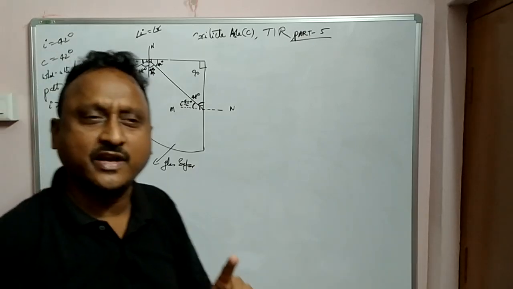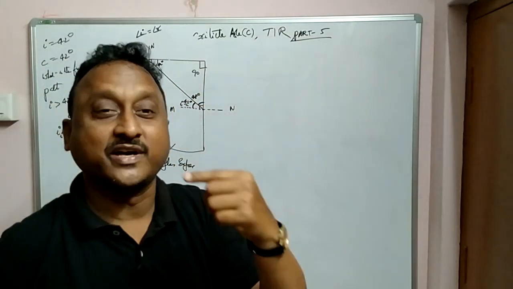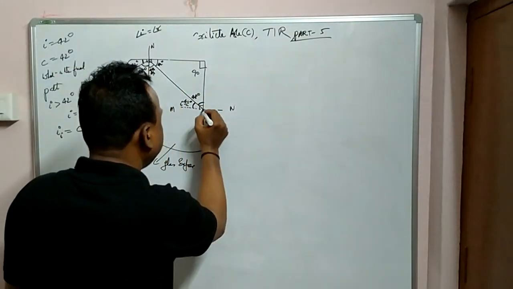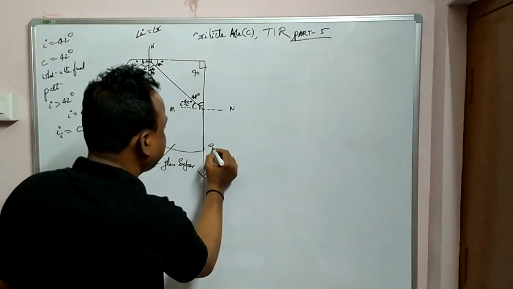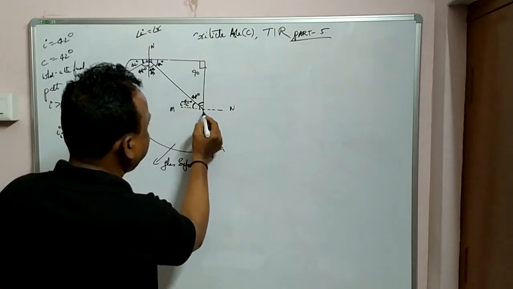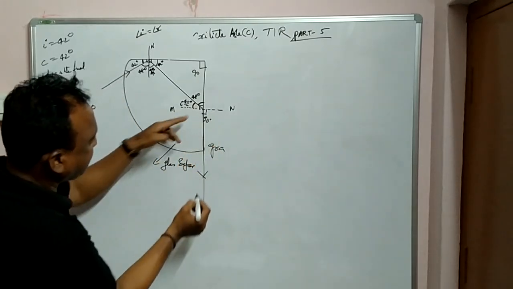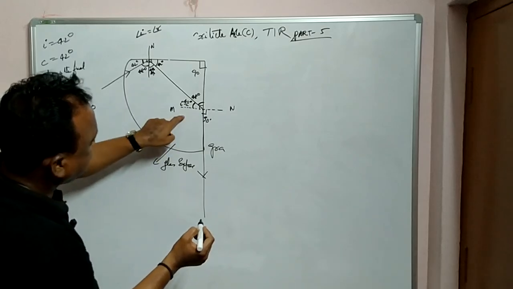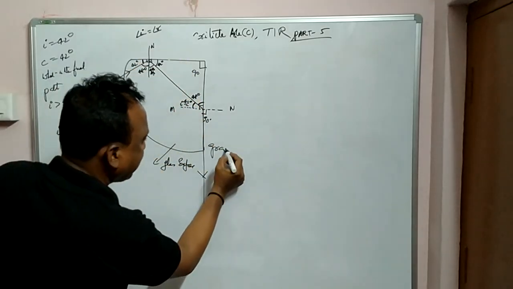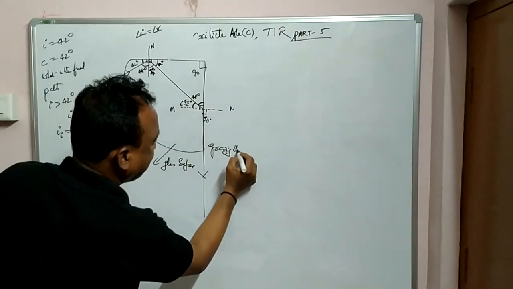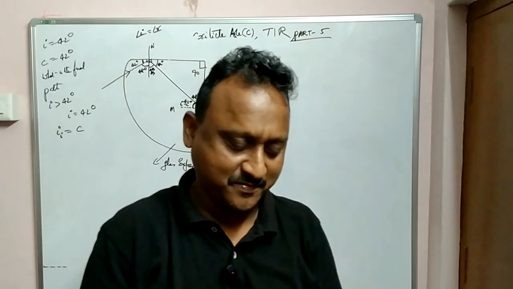So I told you about 20 minutes back, when the angle of incidence is equal to the critical angle, what happens? This light ray will graze the surface. You can see it is making 90 degrees with the normal. This is the denser medium. This is the rarer medium. Grazing the surface, so you can see this is the final path. This is how you have to solve the problems.